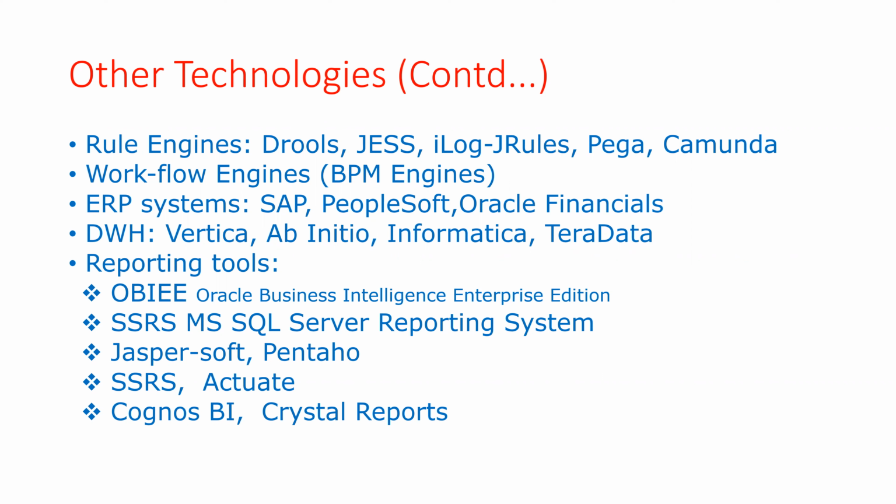Many times what happens is, if you are a Java developer and you know any of the rules engines, for example Pega, Camunda, or Drools, there are a lot of jobs available. You know the basic Java, but you also know Drools. You know the basic Java, you also know Camunda. You know basic Java and you know Pega. There are a lot of jobs available.